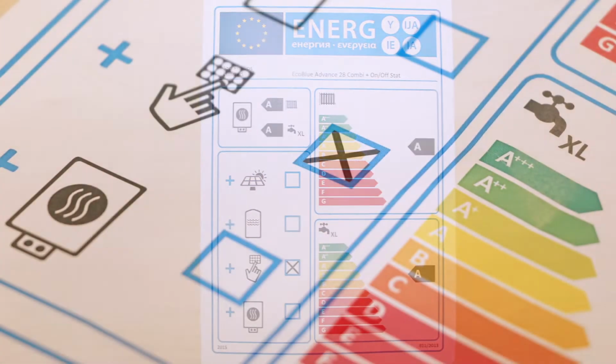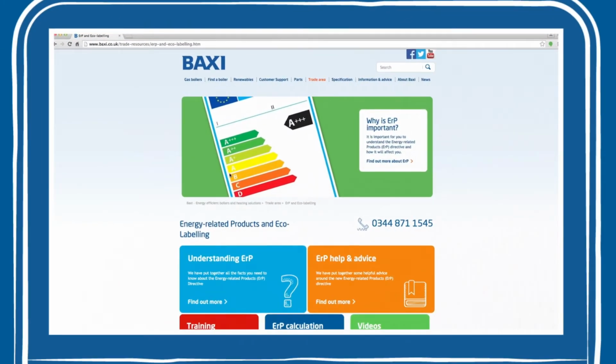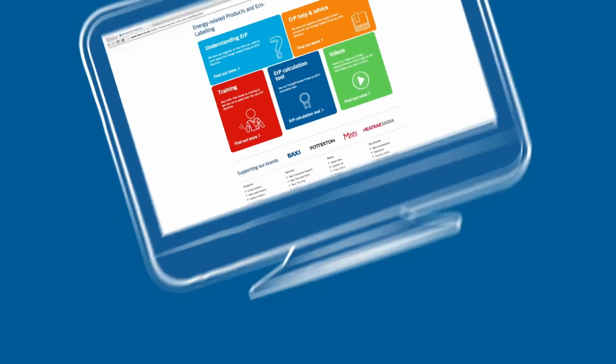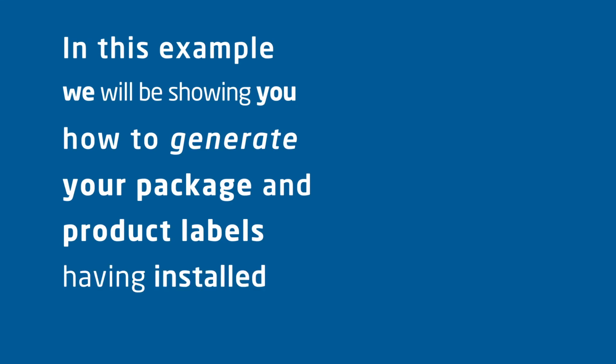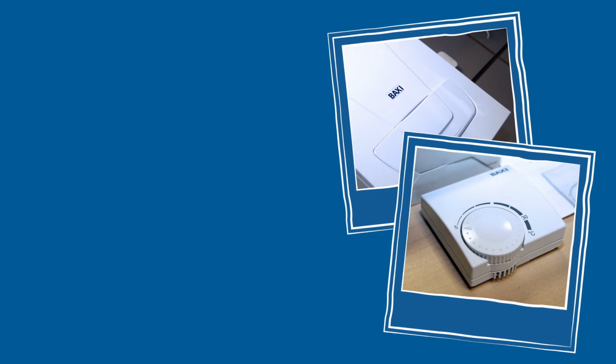ERP package labels using Baxi's online calculator tool. Baxi's online calculator tool is the easiest and most professional means of completing your ERP package and product labels. In this example, we will be showing you how to generate your package and product labels having installed a Baxi EcoBlue boiler and a room thermostat package.